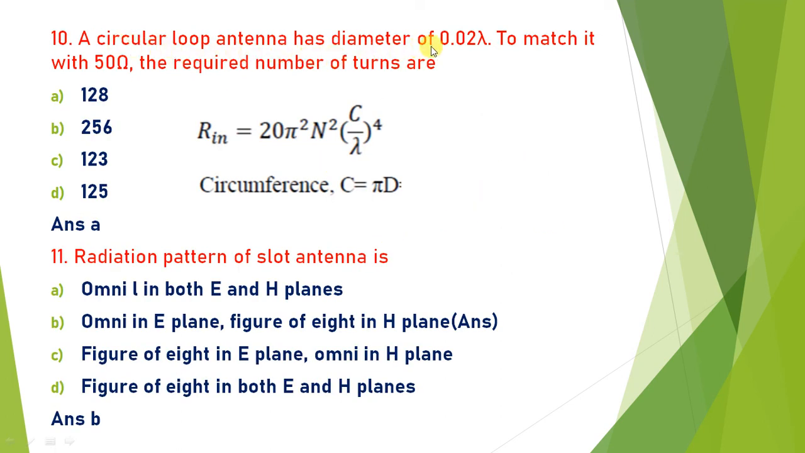A circular loop antenna has a diameter. So the diameter is given to you as 0.02 lambda. To match it with a 50 ohm impedance, what is the required number of turns?